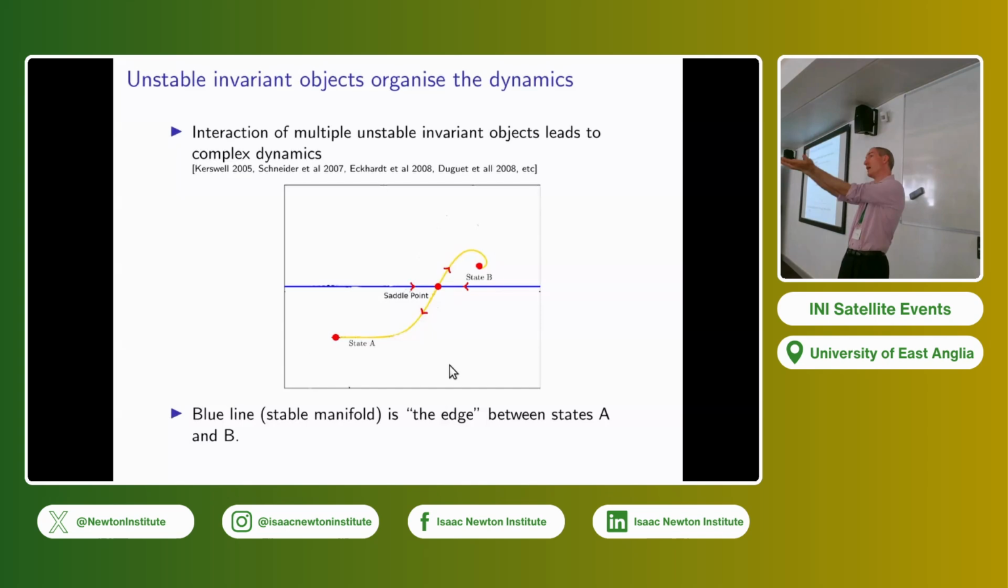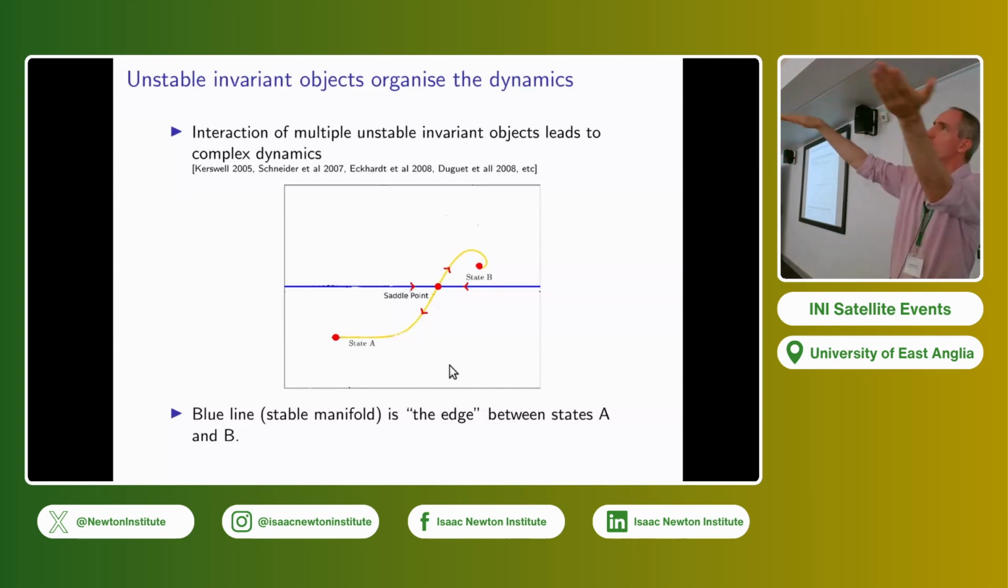It's the line, in this case, surface in high dimensions. This is just a 2D projection, along which the system is attracted towards the solution. And let's now suppose there are two other solutions, state A down here and state B up here.